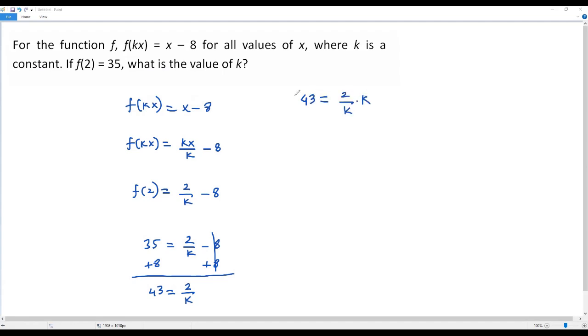Let me multiply both sides of the equation by k. Then this k will cancel out. K times 43 can be written as 43k. On the right side we have 2. Let me divide both sides of the equation by 43. So when I do so, this 43 will cancel out. I am getting k equals 2 over 43. Here I got the value of k, that is 2 over 43.